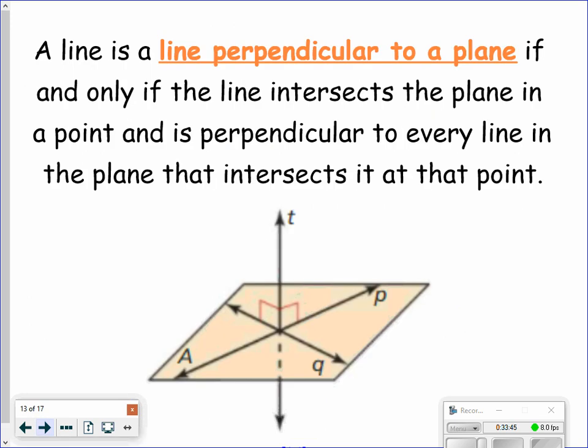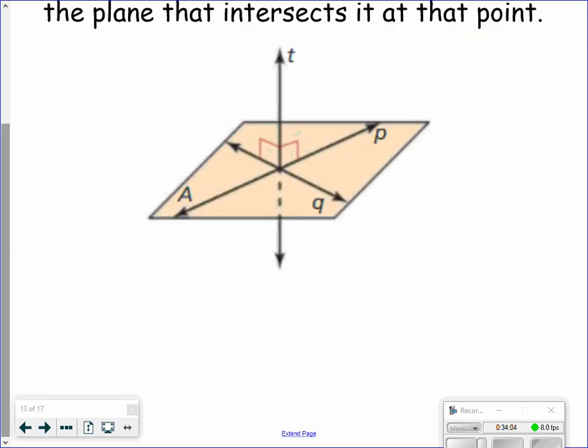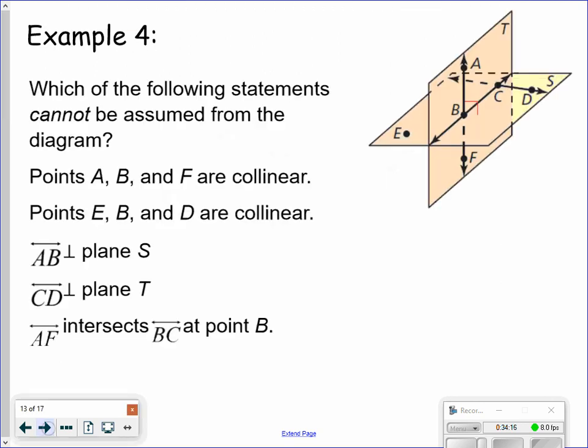Okay, a line is perpendicular to a plane if and only if the line intersects the plane in a point and is perpendicular to every line in the plane that intersects it at that point. So one thing that I just want to really bring up in this picture is this. A lot of kids will say, well, it looks like it's a right angle. Never, ever, ever assume that it's a right angle or perpendicular unless it has those boxes. Okay. So we want to say whether this is true or not, whether we can assume it or not. So I'm going to say true, you can assume it, or false, no, you can't assume it.